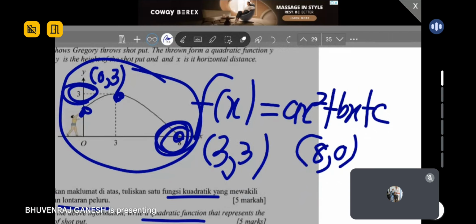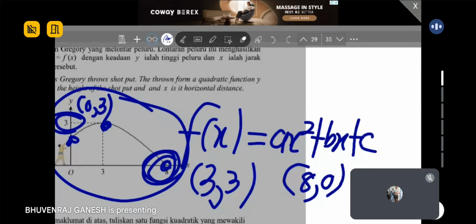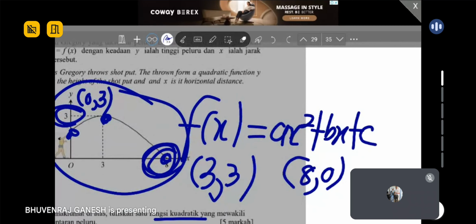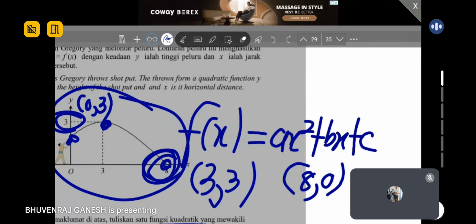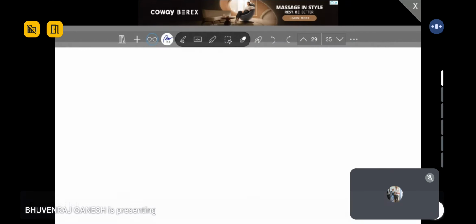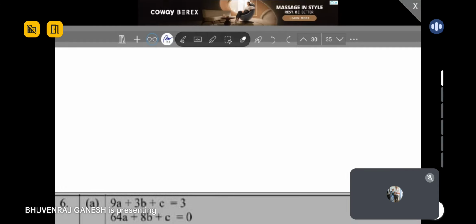Okay, so now, apa konsep yang kamu guna guys untuk cari A, B dan C? What is your concept over here? 2 titik, kamu gantikan, maksudnya kamu akan bentuk 2 persamaan. Am I right? You will form 2 equation. So, kamu kena selesaikan dia secara serentak. Okay, solve the 2 equation simultaneously. Simultaneous equation. Persamaan serentak. Okay, so you will have these 2 equation.